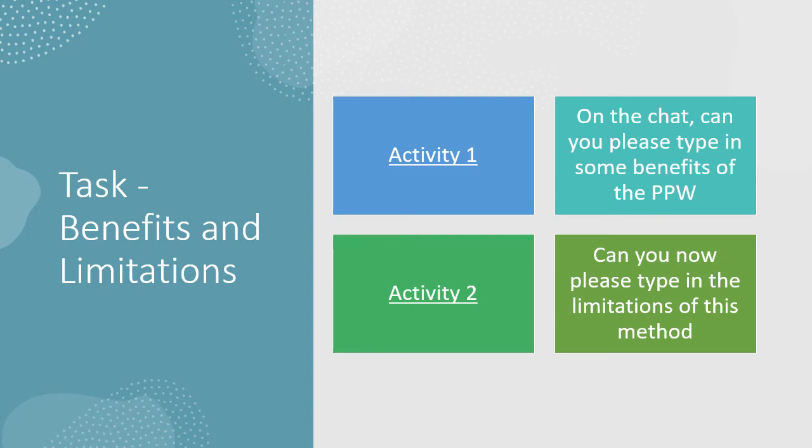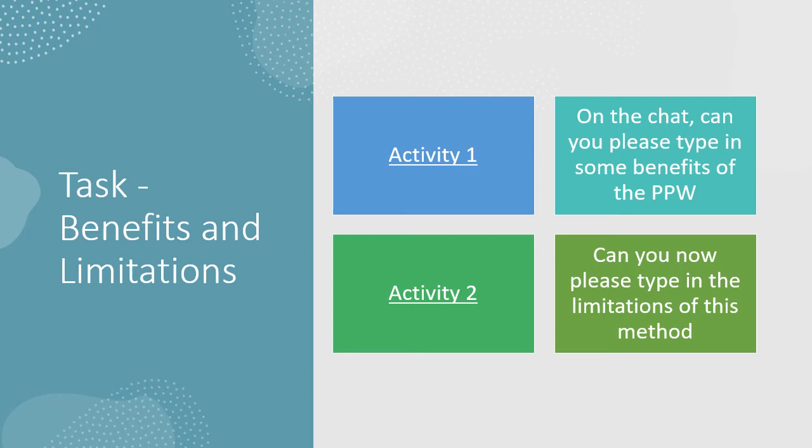The next activity, again similar to your POMS test, what I'm looking for you to do now is to outline the benefits and limitations, because as I've said before, this will assist you in your explain, evaluate and analyse questions. For your first activity, on the chat at the side, can you please type in some benefits of the performance profiling wheel?